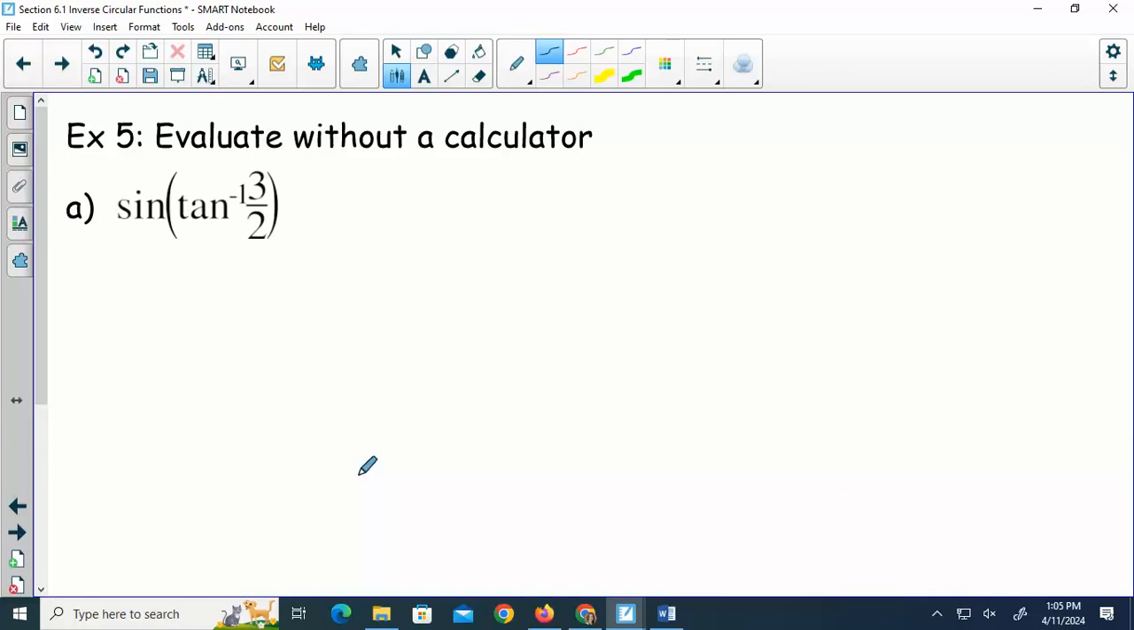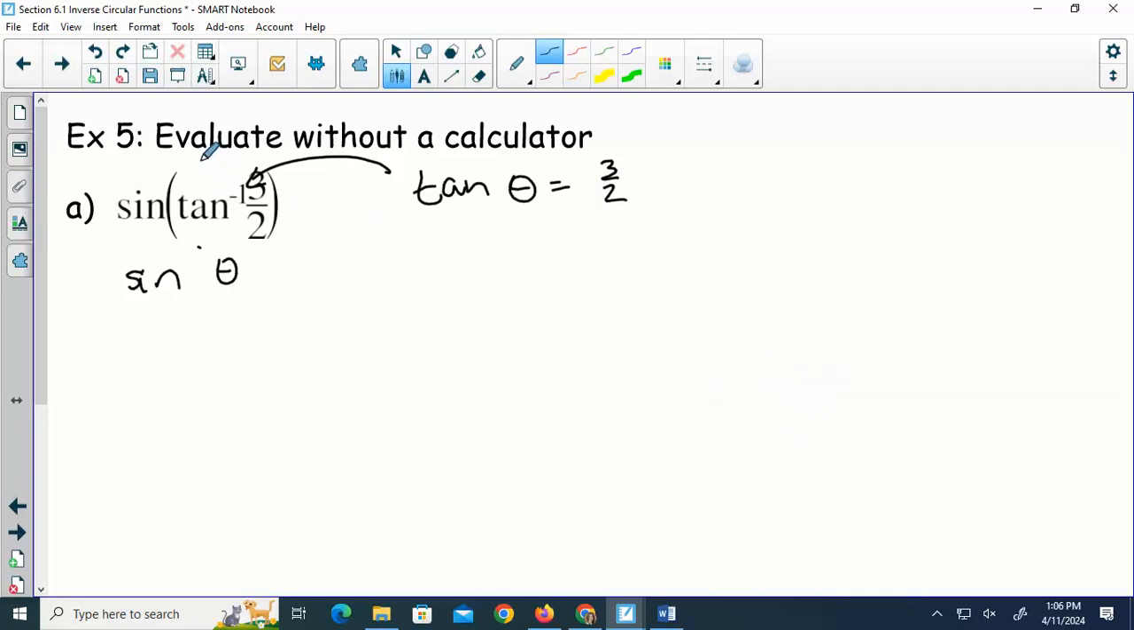Okay, without a calculator. So, sine of tangent inverse 3/2. We solved tangent first. So, an inverse is basically finding an angle. Do we know when tangent is 3/2? No. But I have to find out what sine of that angle is, and I told you can't use a calculator. So what this means is that tangent of some angle is equal to a positive 3/2.